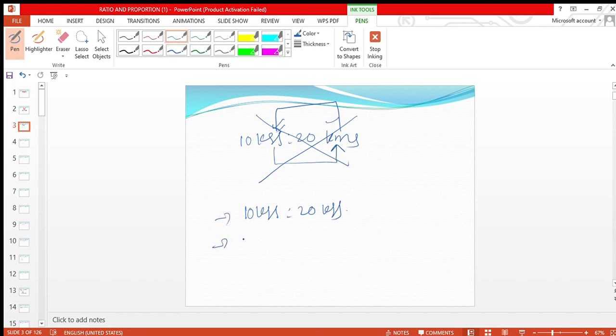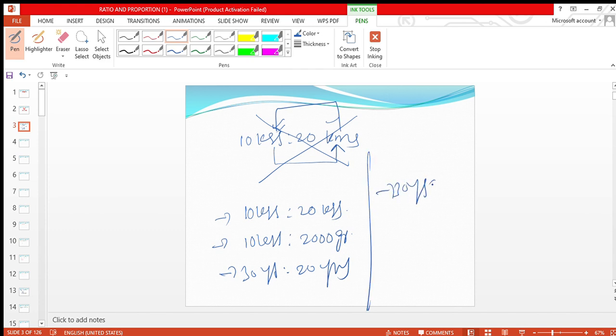Next one, 10 kgs, 2000 grams. Is it a ratio? Say yes or no? Yes, here we have the conversion from kgs to grams or grams to kgs, right? So 30 years, 20 years. Is it a ratio? Yes. Next one, 30 years, 2040 days. Is it a ratio? Yes.